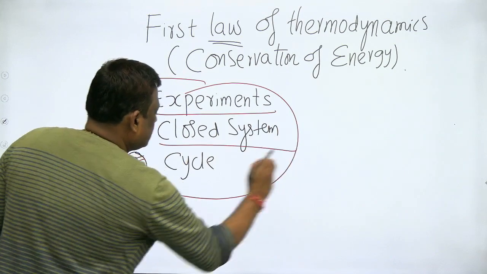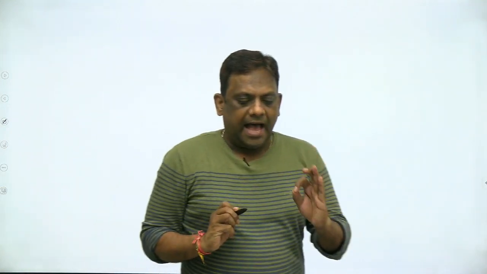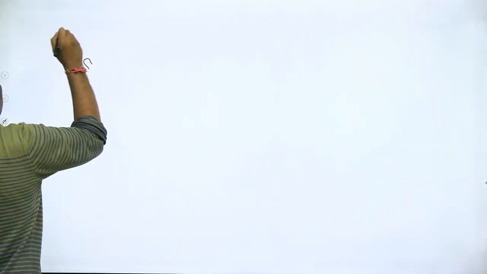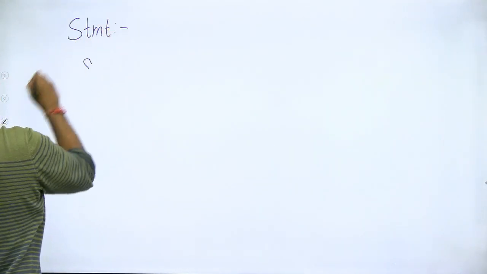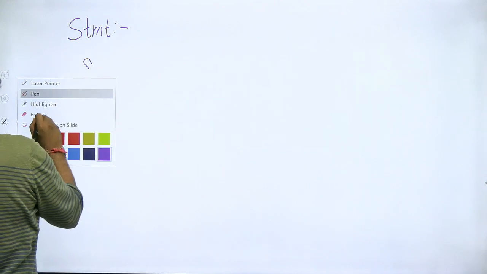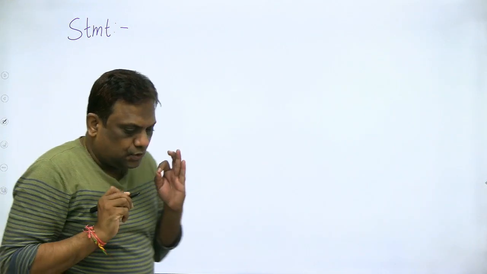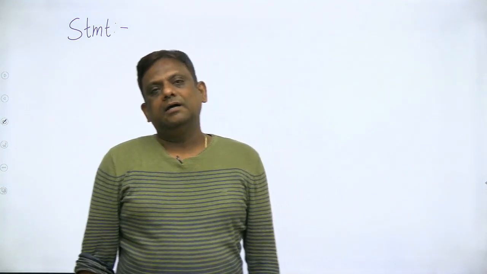Now, experiments, closed system, cycle. Now every law has got its own statement. Now I am giving you the statement of the first law. Let's see what is the statement. I repeat, my dear students. First law ka statement.